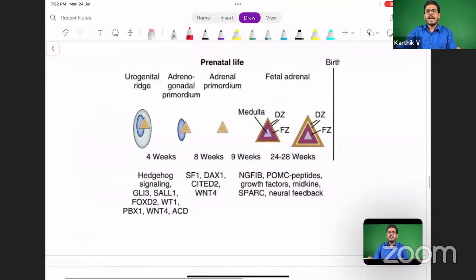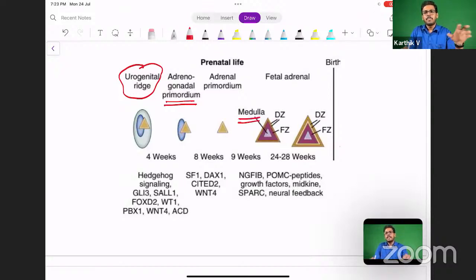So this is the diagram from Williams Endocrinology. Here the intermediate mesoderm gives rise to the urogenital ridge, which gives rise to the adrenogonadal primordium, which splits off into adrenal as well as gonadal primordium. And here you can see the medulla is always smaller than the cortex, both in the intrauterine period as well as in the postnatal period. It has two zones, definitive zone and the fetal zone. The fetal zone lies inner to that, and the definitive zone is in the outer part of the cortex.